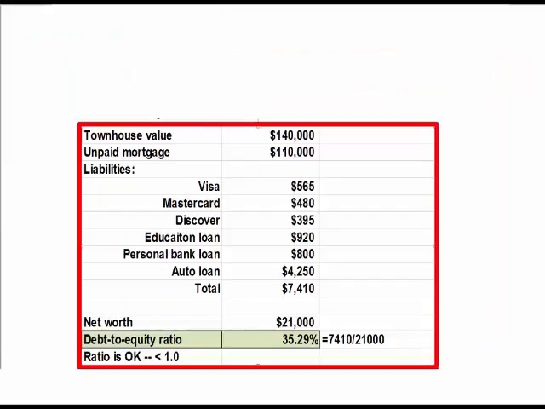His total debt, not including his mortgage, is $7,410. His net worth, not including his home, was given, $21,000. Therefore, his debt-to-equity ratio is $7,410 divided by $21,000, or 0.35. It's less than 1, so he hasn't reached the upper limit on his debt obligations.